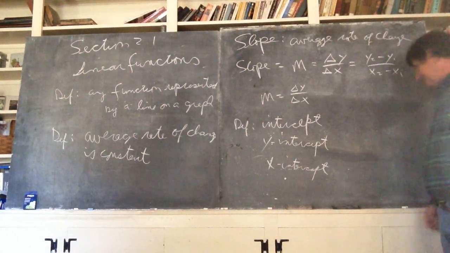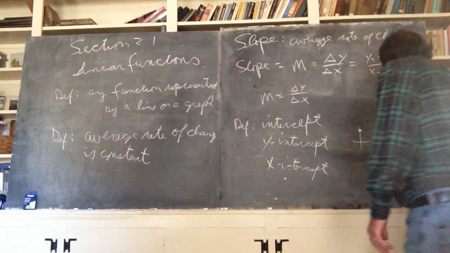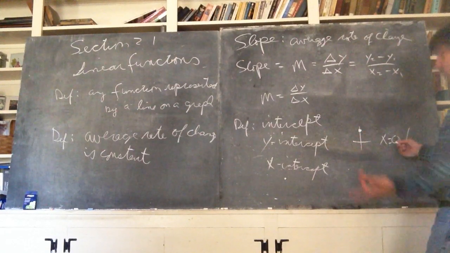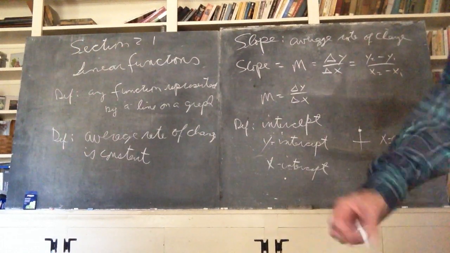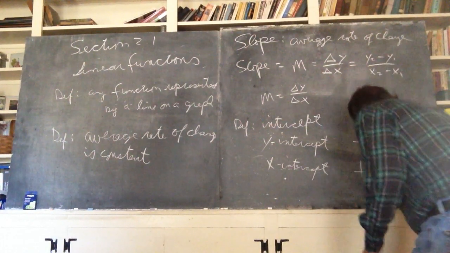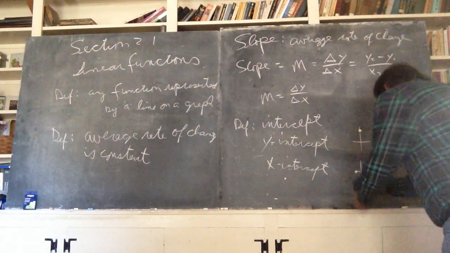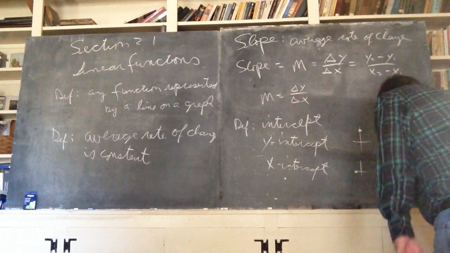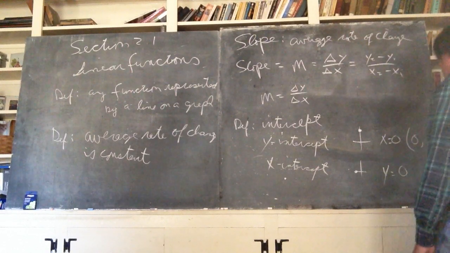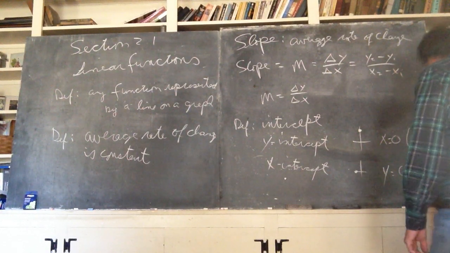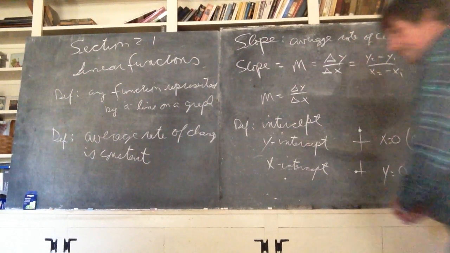A y-intercept is the point where x is 0. So this y-intercept, we'll call it b, by the way, is the point (0, b). An x-intercept is the point where y is 0. So that's a, or (a, 0), where y is 0. So those are the intercepts.